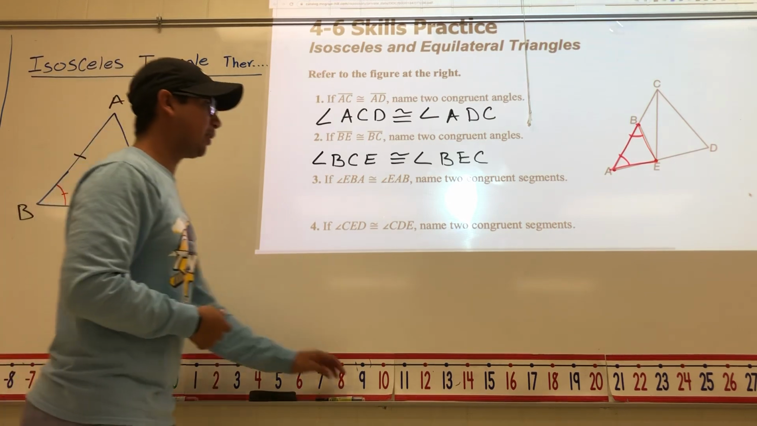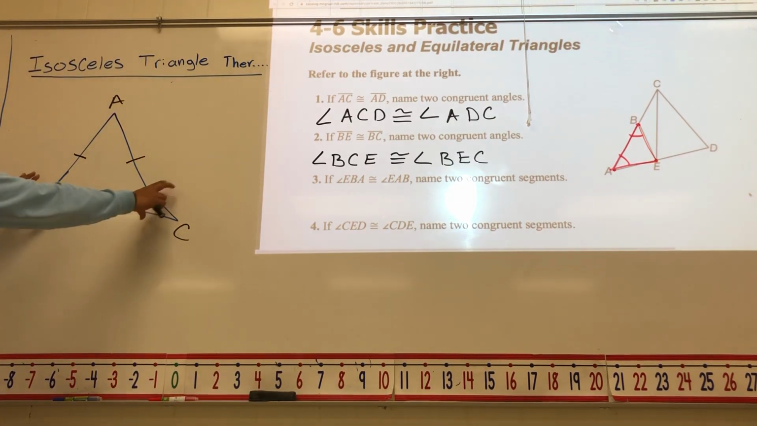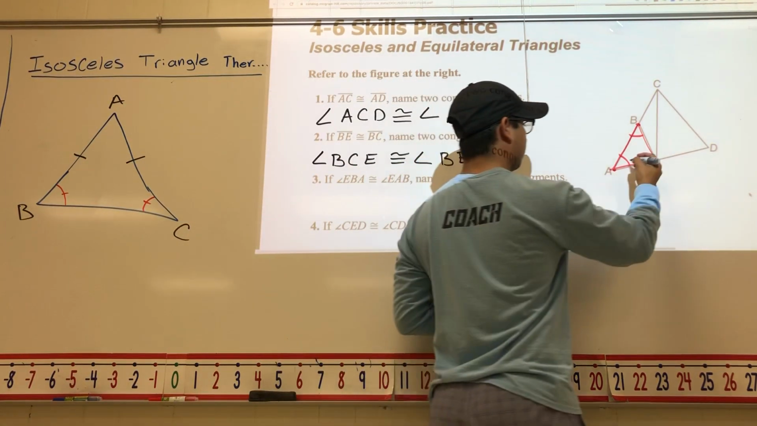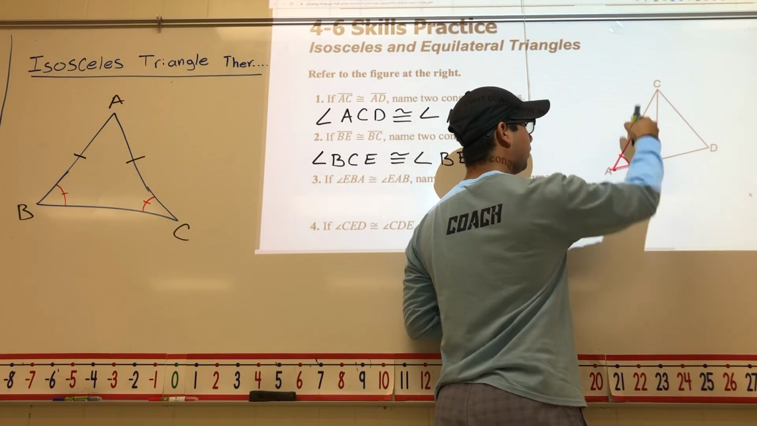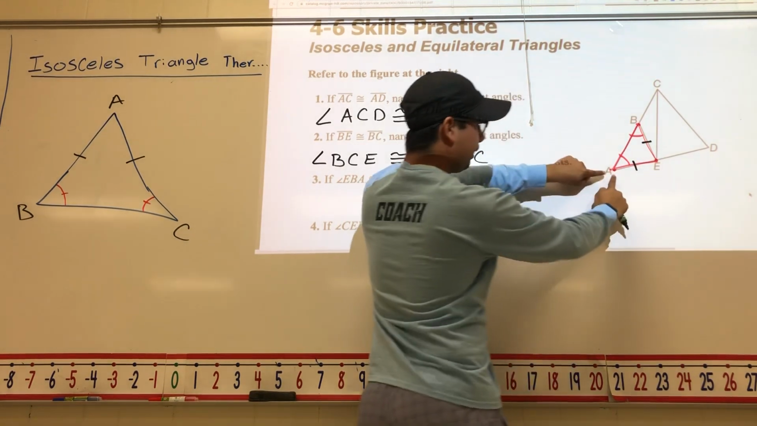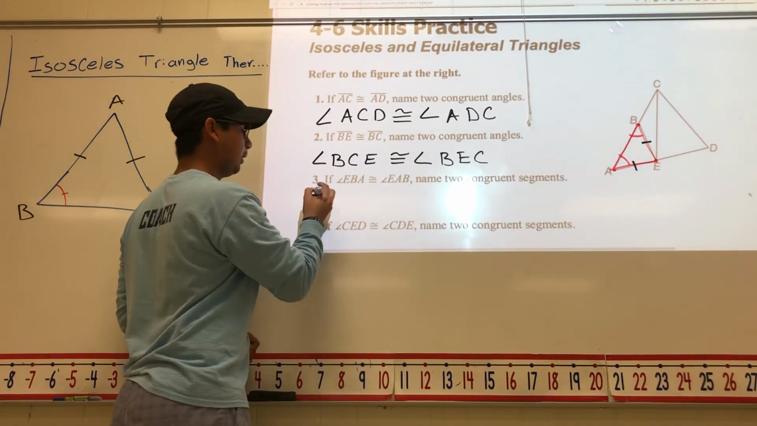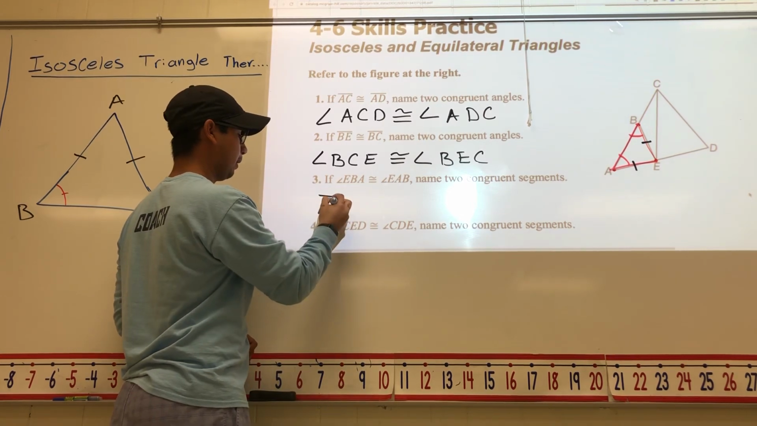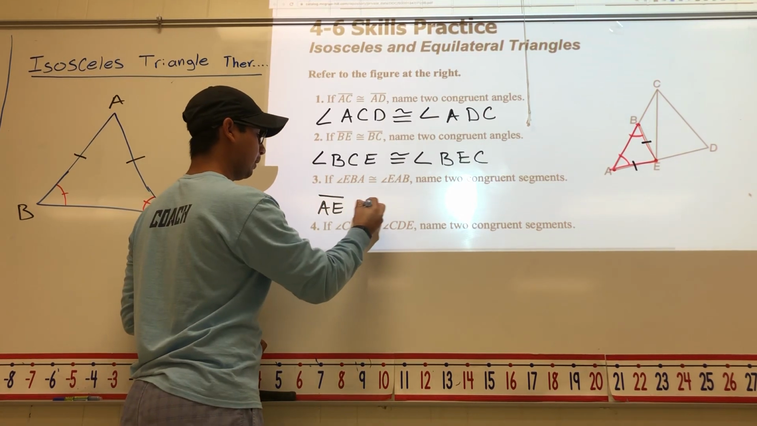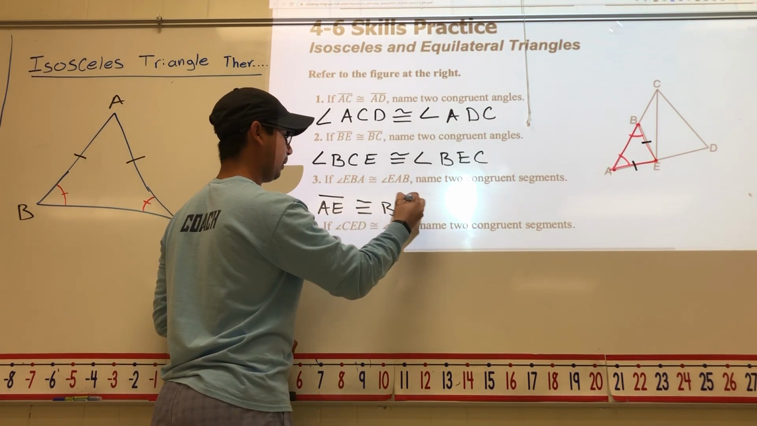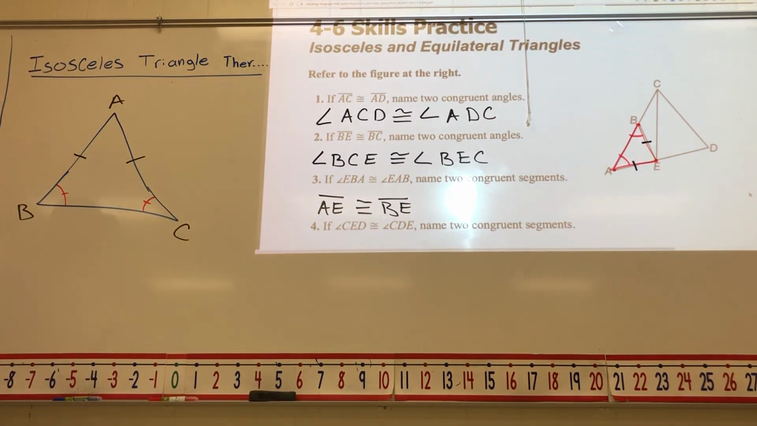So what are going to be the sides that are congruent? If you look at them here, if we rotate this triangle this way, right? We're going to see that these two sides are congruent. So AE is congruent to BE. And we're going to write that down. So line segment AE is congruent to line segment BE. Again, this is really simple. All it's saying is if two angles are congruent, that means the two segments have to be congruent.